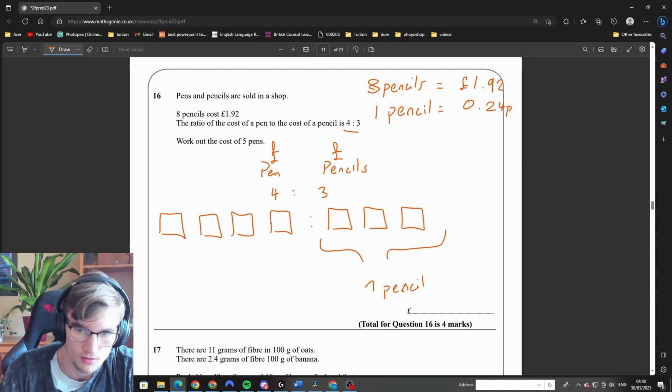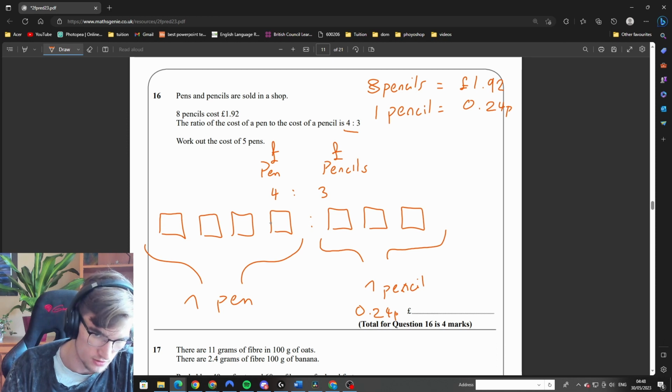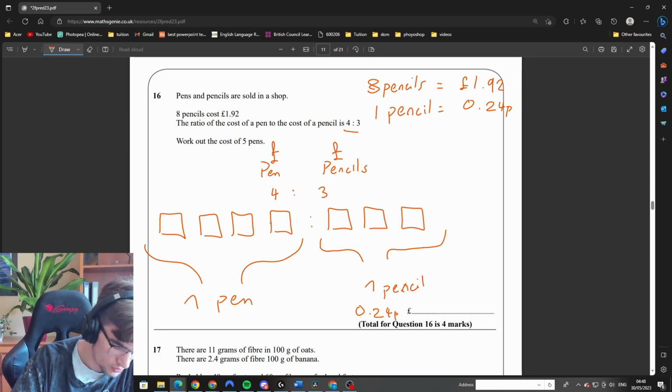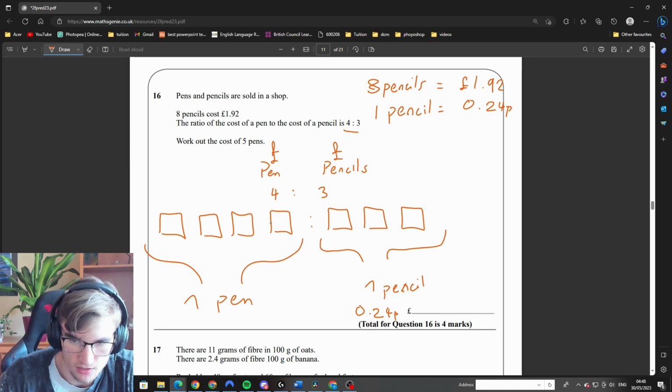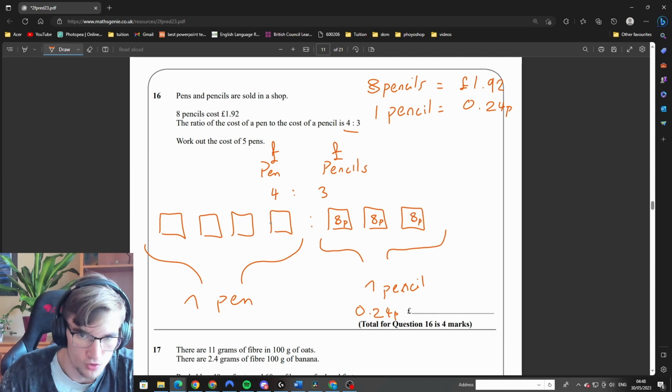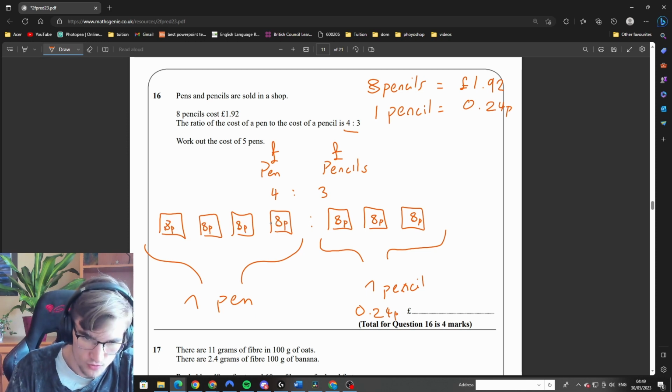1 pencil. And all of this is just 1 pen, right? Now I know that 1 pencil costs 0.24p, but there's 3 boxes in this ratio. So I need to divide 0.24 by 3. So I know that 1 box is the equivalent to 8p, okay? Now in ratios, the boxes are always the same, all of them, even on the other side. That's how ratio works. So I know that the price of 1 pen is 8 times by 4, which is 32p.